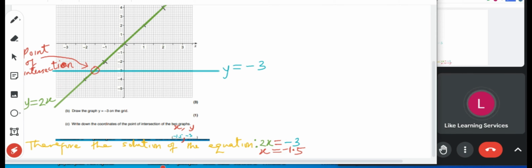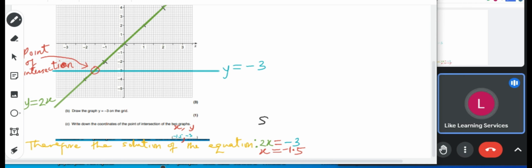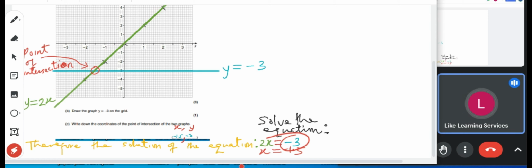Oh. It could be a question. They may just ask you, solve 2x equal to -3. Let me write it as a question. Solve the equation 2x equal to -3. 2x is the green one. -3 is the blue one. So, to solve it will be where they cross themselves, because one is equal to the other, so it will be where they cross themselves.